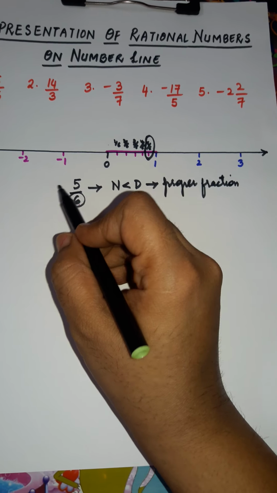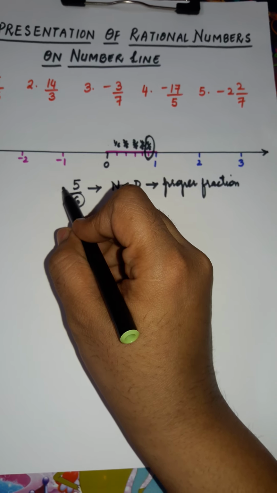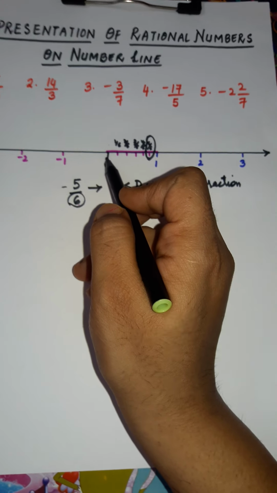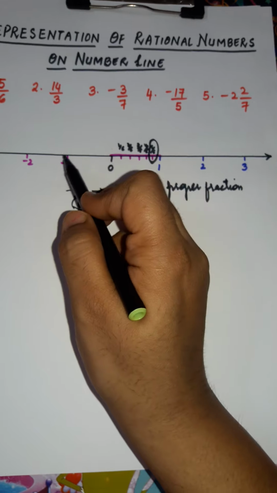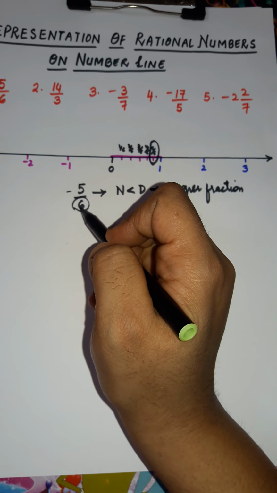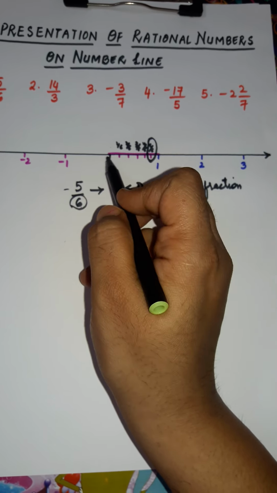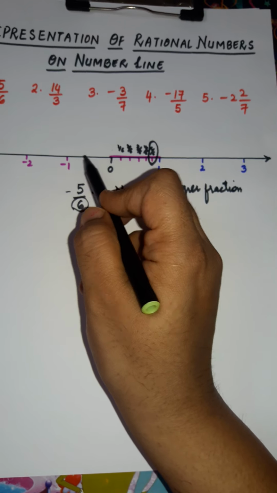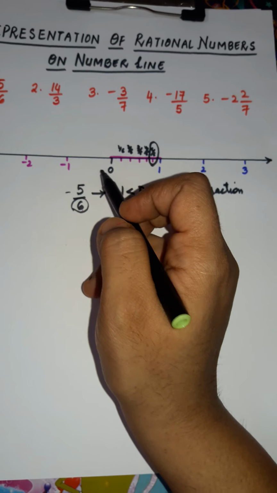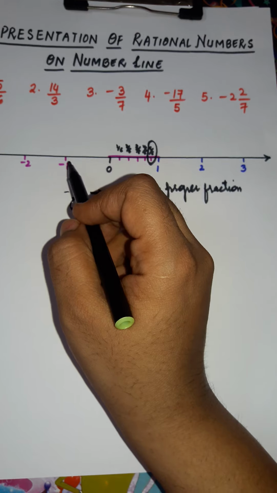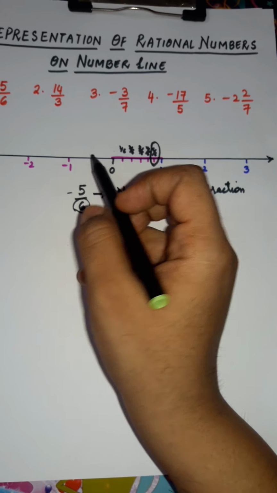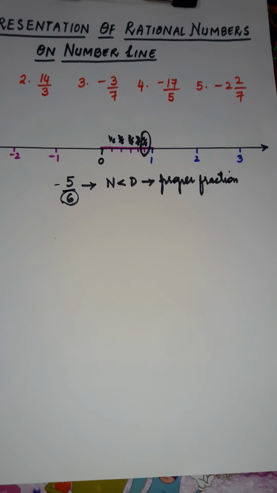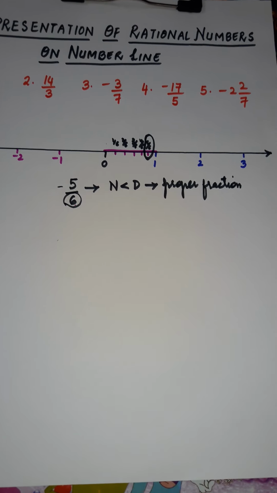In the same way, if you have minus 5 by 6, where will you go? Between 0 and -1 you will move. Again the denominator is 6, so you have to make 6 parts again, and then plot minus 5 by 6. Minus 5 by 6 will come over here. In this way you are plotting positive and negative rational numbers.